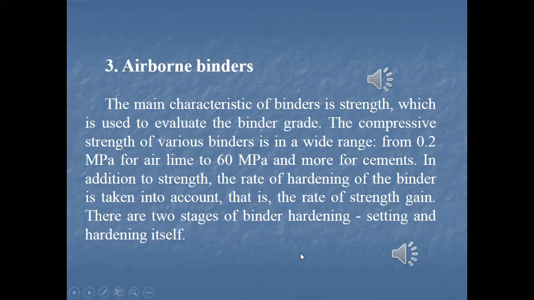Three. Airborne binders. The main characteristic of binders is strength, which is used to evaluate the binder grade. The compressive strength of various binders is in a wide range, from 0.2 MPa for air lime to 60 MPa and more for cements.